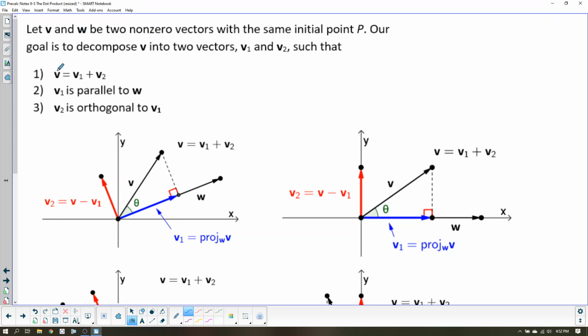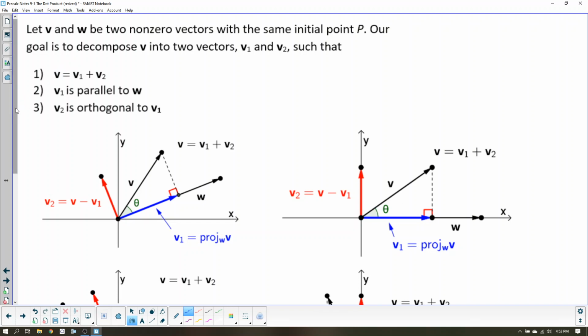We're going to decompose v into two vectors, v1 and v2, and these are the conditions. We want v1 to be parallel to w, meaning pointing in the same direction or in opposite directions. We also want v2 to be orthogonal to v1. So these two have to form a right angle, but they have to add up to vector v.